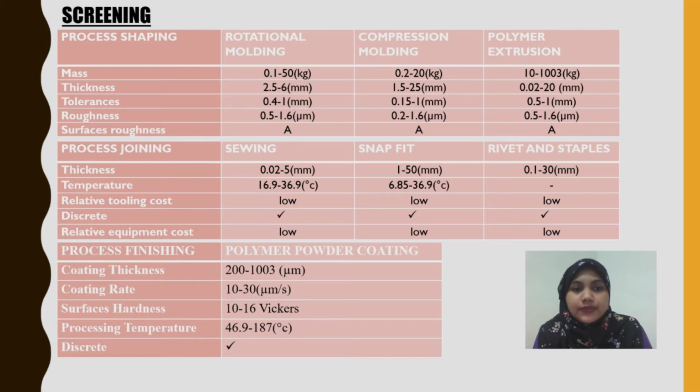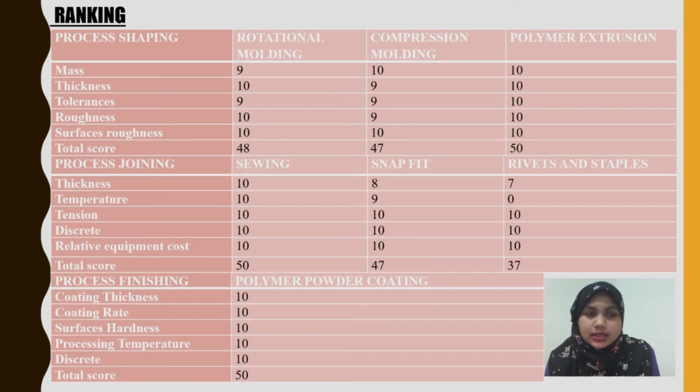This is data from the test. Third, this is a ranking of the process selection strategy. We can see the data from the CES. For process shaping, the highest score is polymer extrusion. Then, the highest score for process joining is sewing, and for finishing, we choose the polymer powder coating. So this ranking for process shaping is polymer extrusion, while the process joining is sewing, and process finishing is polymer powder coating.